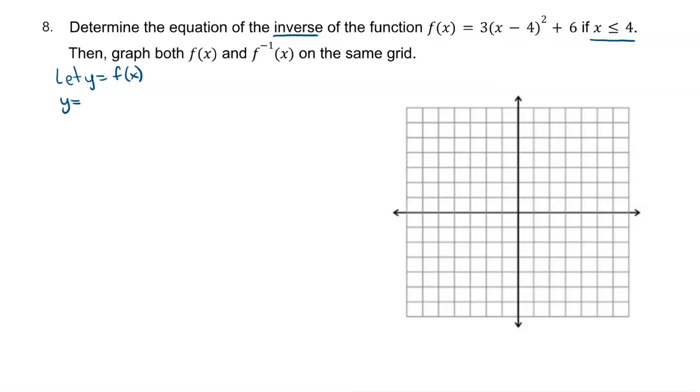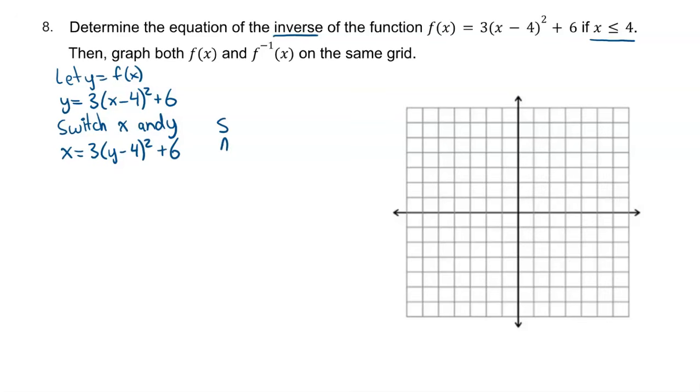So in order to determine the equation, we first let the y value be f of x. So we're just going to rewrite the equation with y instead of f of x. And we're going to switch x and y. That is what an inverse function does. It literally takes the x coordinates and makes them the y coordinates, and takes the y coordinates and makes them the x coordinates. So we now want to rearrange this equation for y.